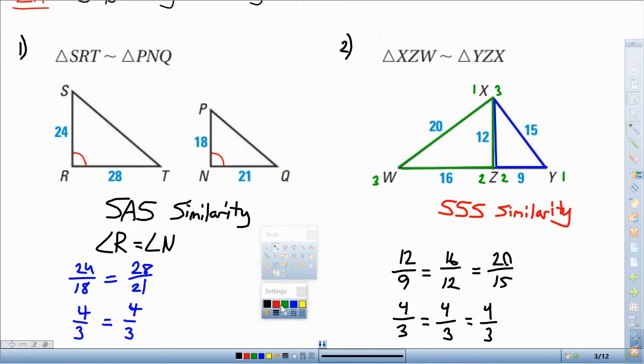Something I always like to do, maybe should put a little check mark. That's how we know these are similar. On this one, this and this checks off. That's how we know these are similar.